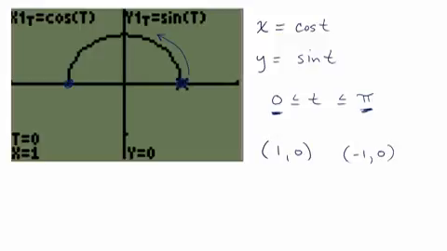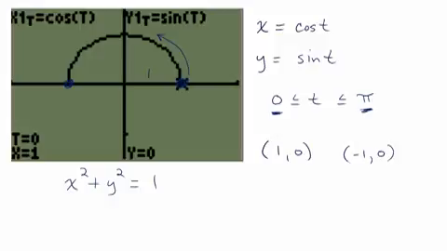Now let's find the Cartesian equation for this parametric equation. Well, here we have a circle whose center is at the origin, and it appears as if the radius of this circle is 1 unit. So we will start with x squared plus y squared is equal to 1. That would give us the full circle.